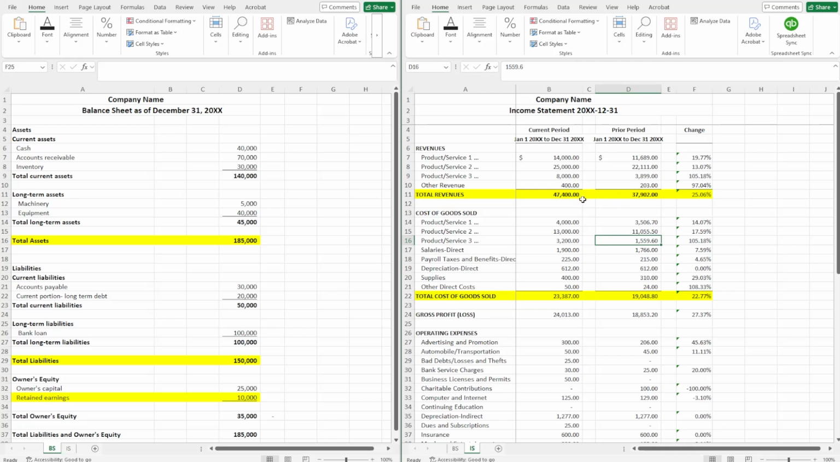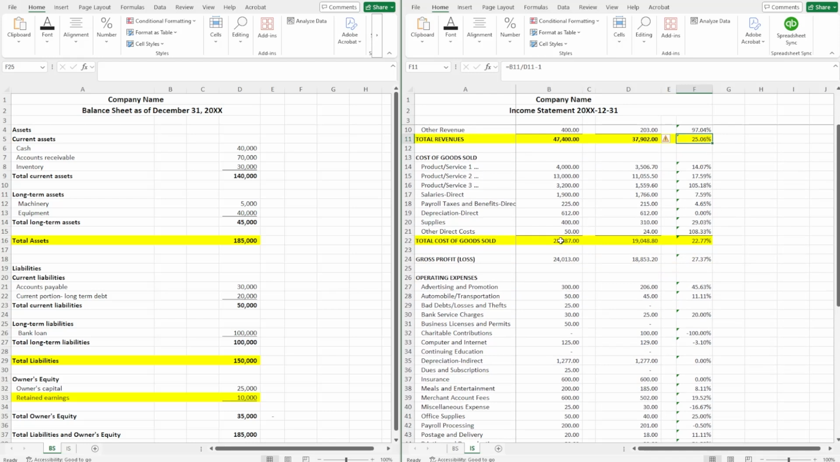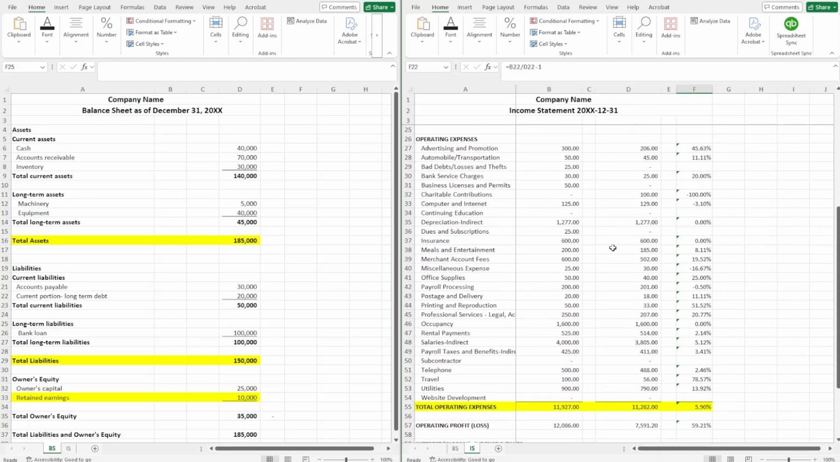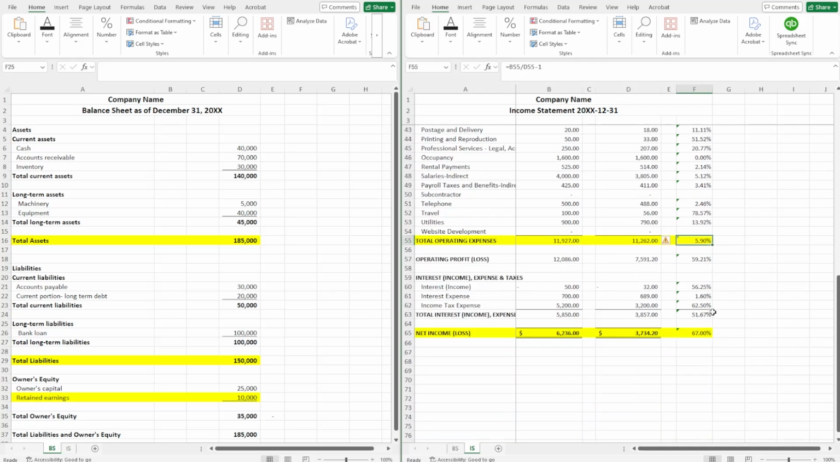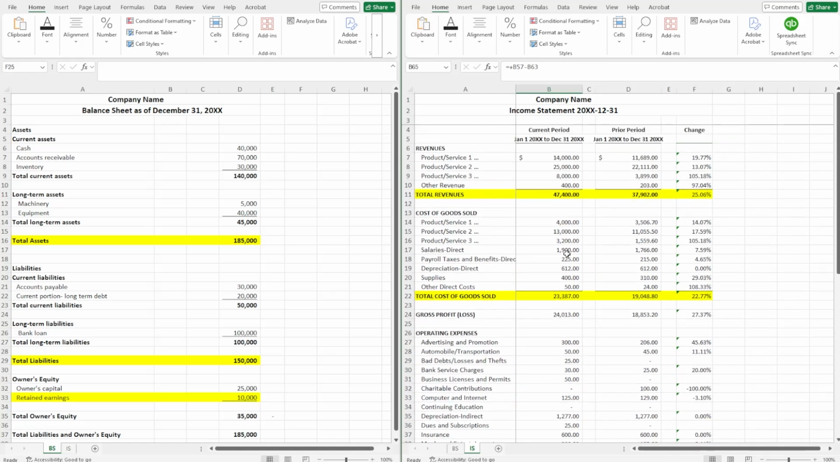revenue increased by 25%, costs increased accordingly by about the same rate, operational expenses rose by about 5%, and ultimately, the profit increased by approximately 67%. This explanation covers crucial parts of the balance sheet and income statement.